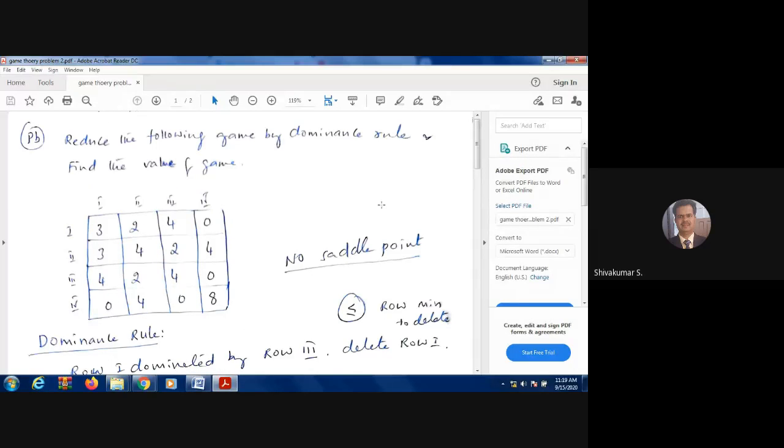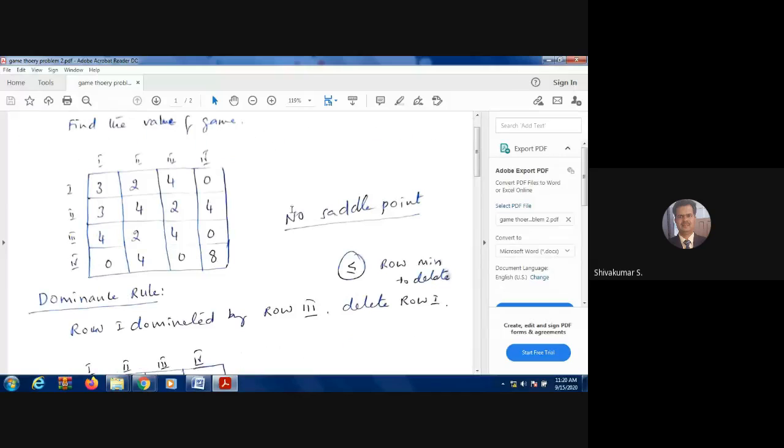Okay, this is a given problem. There is no saddle point, so we are using the dominance rule. Check the values. The row 1 values are dominated by row 3: 3 less than 4, 2 less than or equal to 2, 4 equals 4, 0 equals 0. That's why we are deleting row 1.